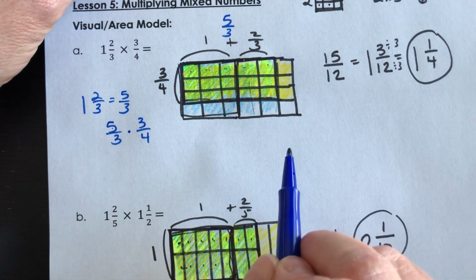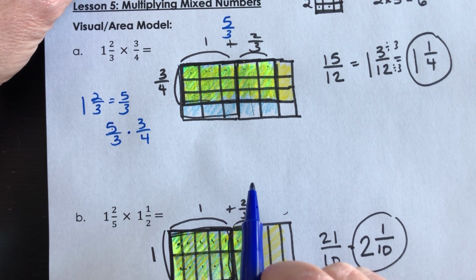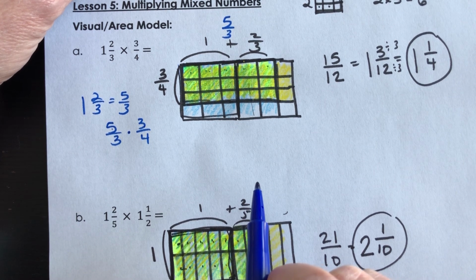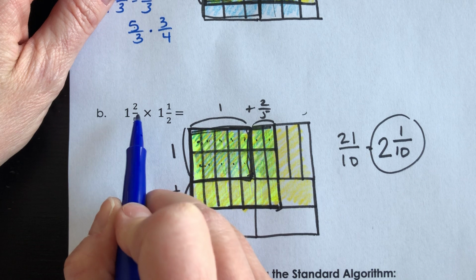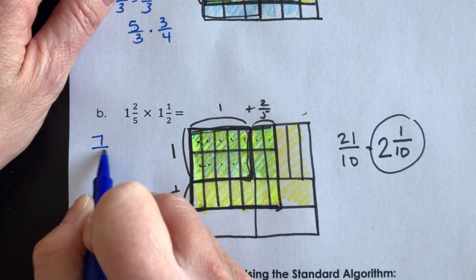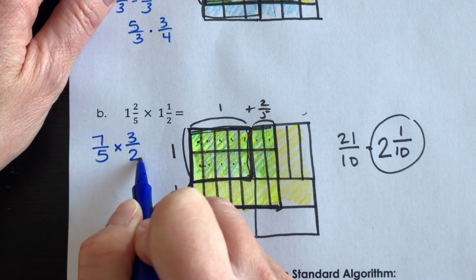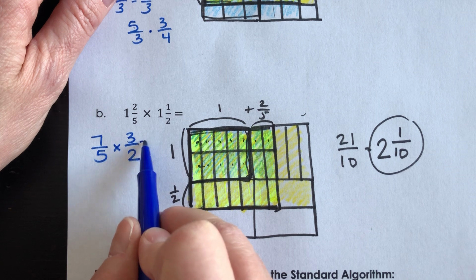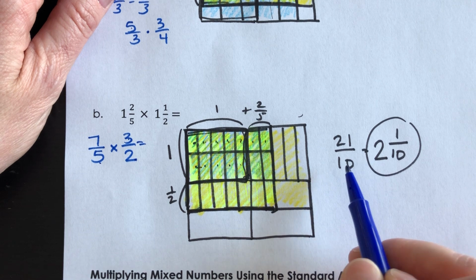Yes, my friends, all you have to do is change your mixed numbers into improper fractions, and then you can multiply them the same way that we have been doing for the last 2 weeks. We can cross simplify when we can, and multiply our numerators, multiply our denominators, and simplify. So it works for this one too. I'll show you. 1 2/5, 5 times 1 is 5 plus 2 is 7/5, times 2 times 1 is 2 plus 1 is 3/2. I can't cross simplify anywhere. 7 times 3 is 21. 5 times 2 is 10.